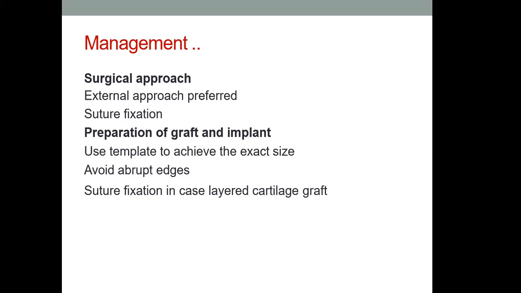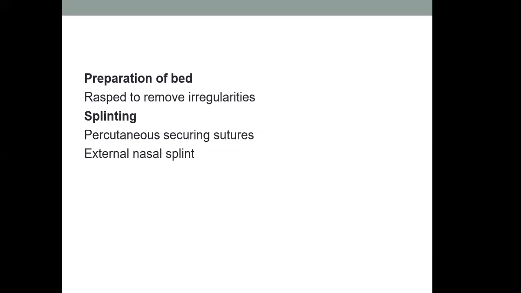Management, the surgical approach by the open approach. Preparation of graft and implant: use a template. We have to use a template to achieve the exact size. We have to avoid abrupt edges, and use suture fixation in case of layered cartilage. We also have to prepare the bed of the graft by rasping to remove the irregularities. And the last one is splinting by percutaneous securing sutures and external nasal splint.